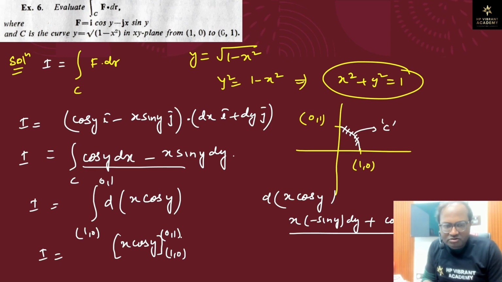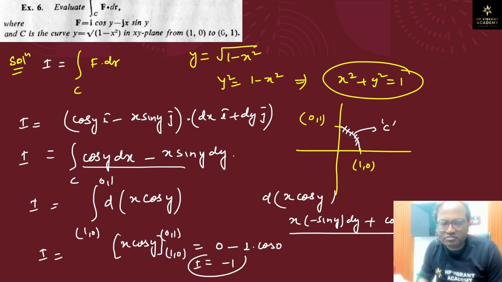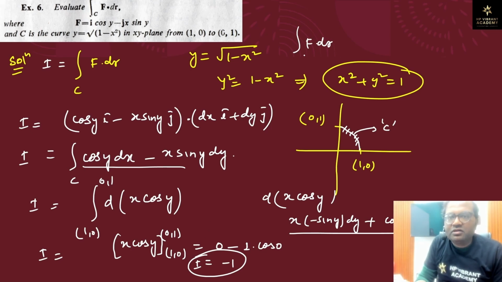So let us place 0 comma 1 first. x is equal to 0, so this whole term will be 0. Secondly, we have 1 comma 0. The value of x is 1 and cos of 0 is 1, so this will be minus 1. So the value of the integral is minus 1. The value of this f dot dr along the curve C is minus 1. So let us discuss question number 7.